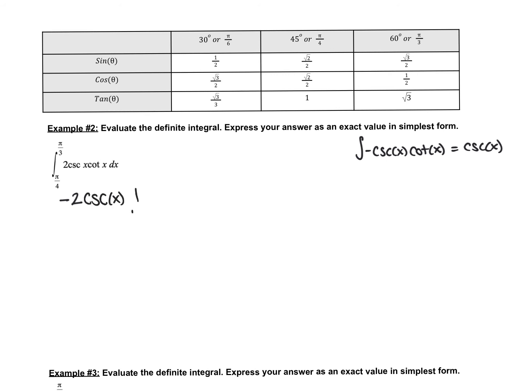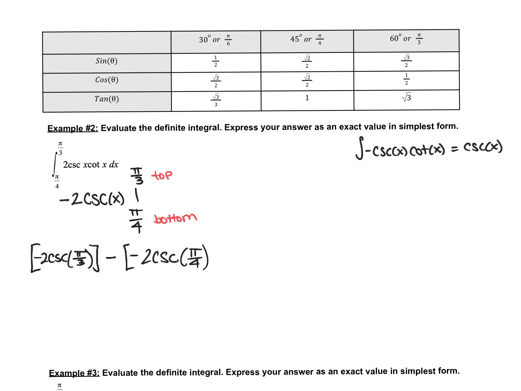And we want to evaluate that from pi over 4 to pi over 3. So again, we've got our top and we've got our bottom. So we're going to plug in negative 2 cosecant of pi over 3 minus negative 2 cosecant of pi over 4. If it helps, you can use brackets to separate the two things that you're subtracting. And now we're going to try to simplify it. So since it's asking for the exact value, we probably need to use the exact value chart.